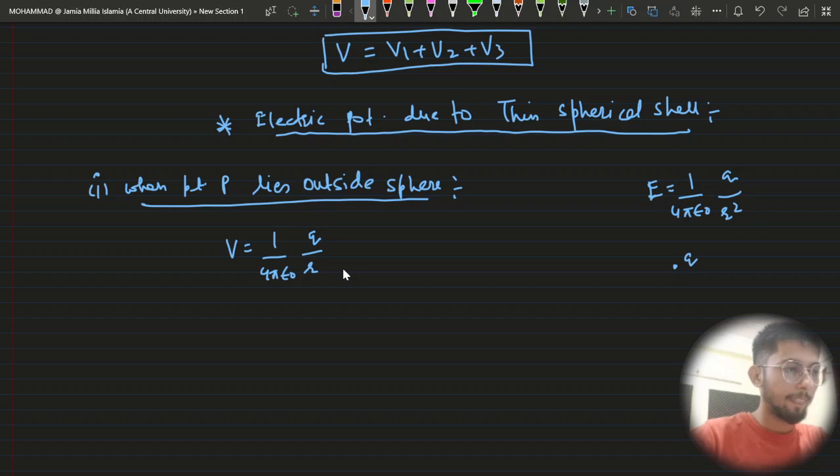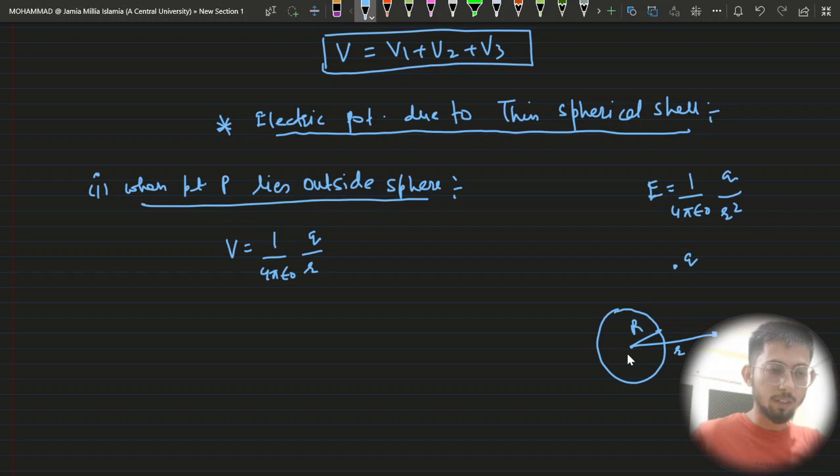Okay, so the sphere, suppose this is the sphere, this is its radius capital R. We want to find the potential at a distance r from the center. So this whole sphere will behave as that of a point charge whose all charge q is at the center, right?